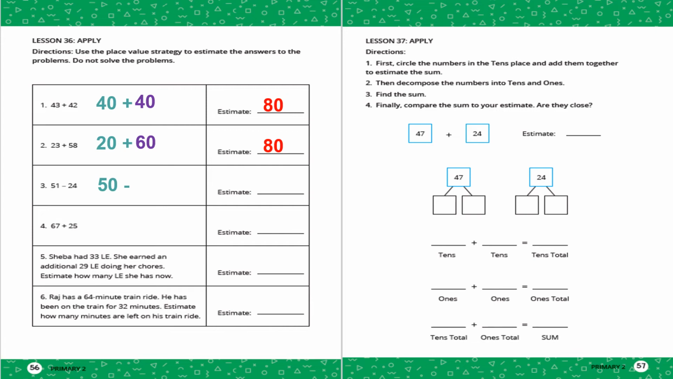Ones is 4, less than 5. So 24 will be 20. 50 minus 20 is 30.